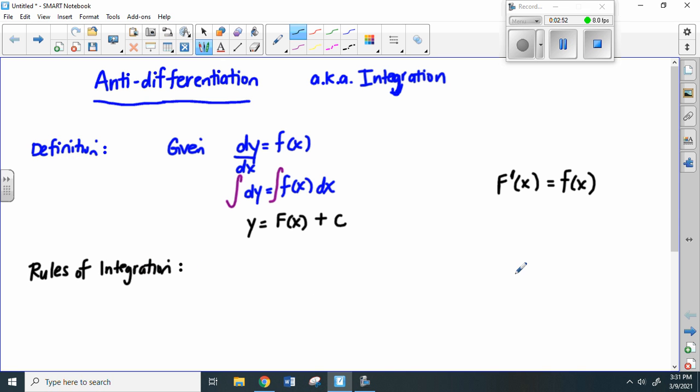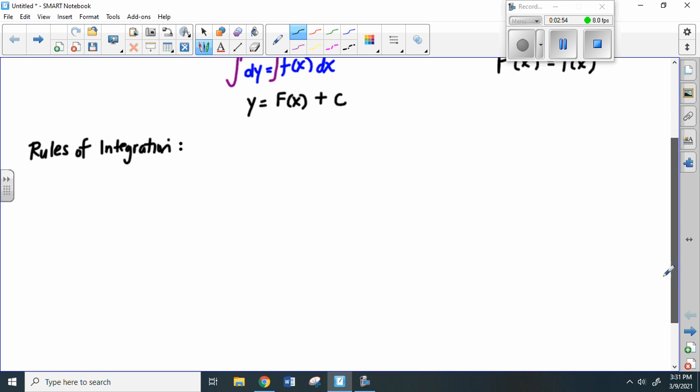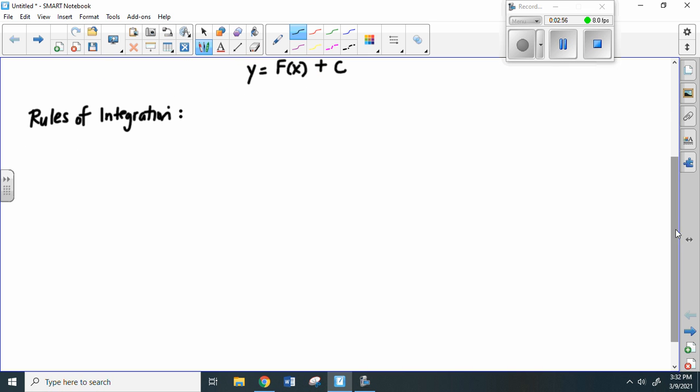So I'm going to go over several rules here, and so you definitely want to write these down and keep them somewhere where you can refer to them and study them. These are things that you are expected to be able to do.